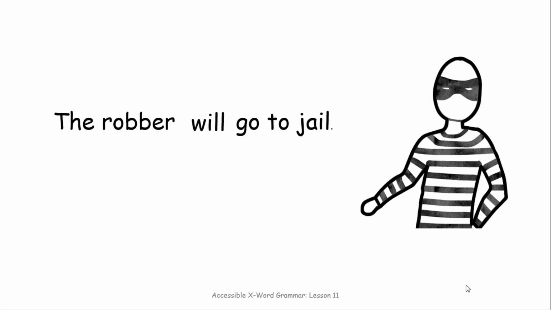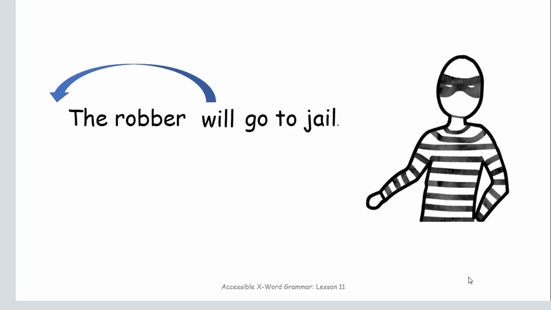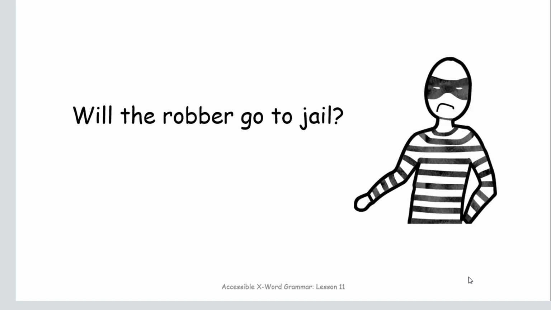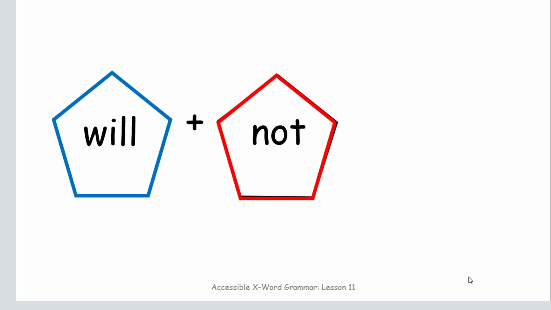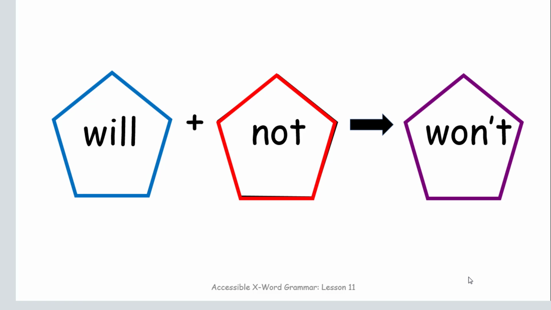Will is an X word, so to make a question, move will in front of the subject and add a question mark. The negative of will is special. Combine will and not to make the word won't.